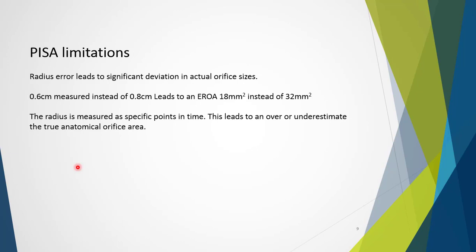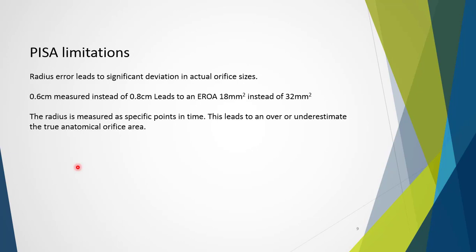As with the limitations seen with other stroke volume calculations, the radius is an important component, and error in the determination of the value will lead to an inaccurate valve regurgitant orifice area, such as a radius of 0.6 centimeters measured instead of 0.8 leads to an effective regurgitant orifice area of 18 millimeters squared instead of 32 millimeters squared.